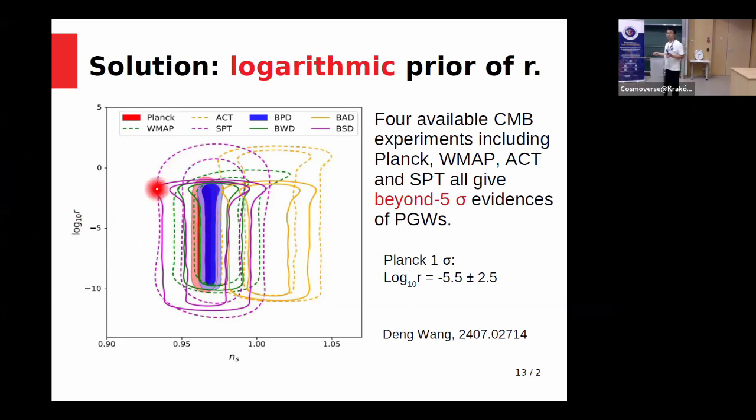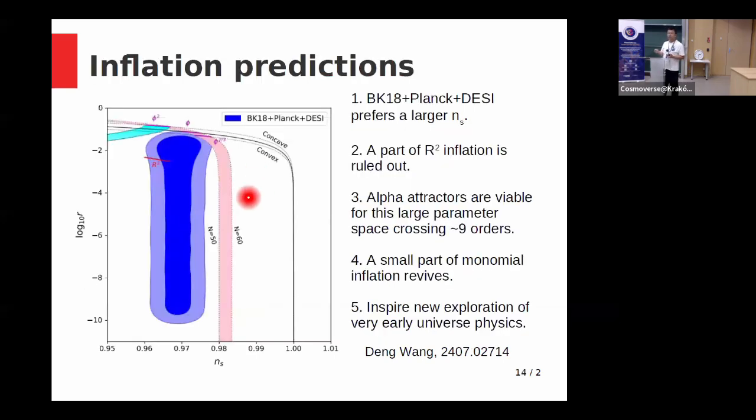The data find evidence of primordial gravitational waves. And what are the inflationary predictions? I think here I just show 5 predictions. The data combination of BK18, Planck and DESI prefers a larger ns. I think most of you will know that, because DESI will shift the Hubble constant to a larger value.